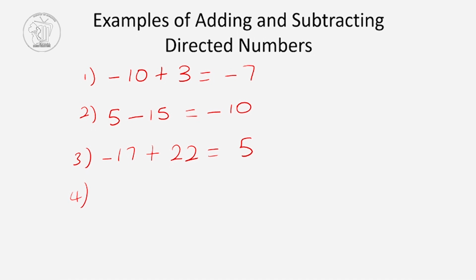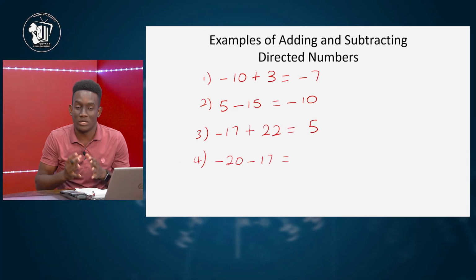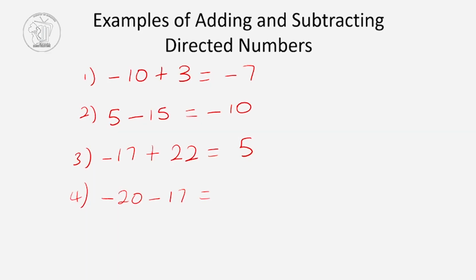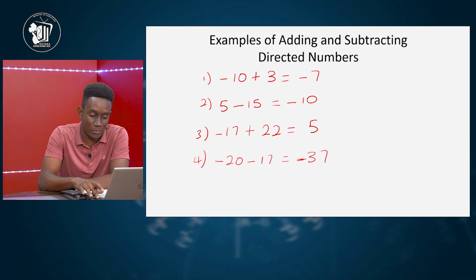And for number 4, in this example, we have negative 20 subtract 17. So we know for this one, we have to add and then we put back the sign in front of the larger number. So 20 plus 17 will give you 37, and we put back the negative sign, so negative 37. So now let's look at some exercises.